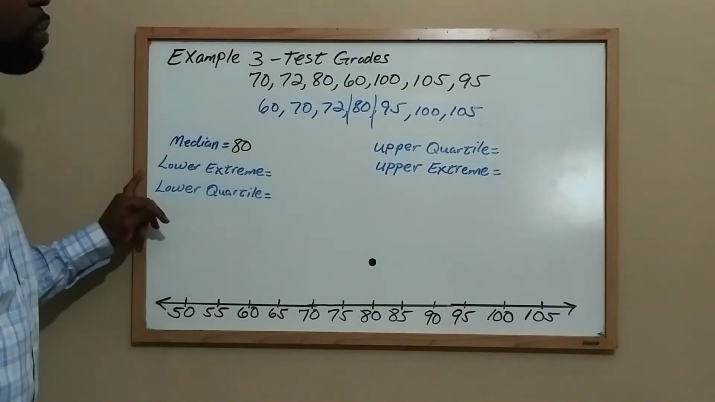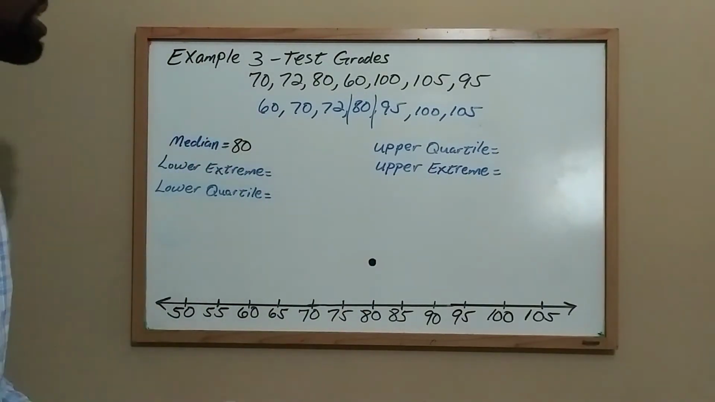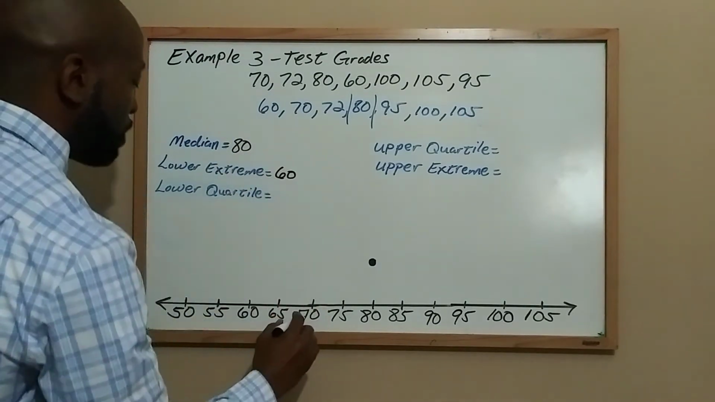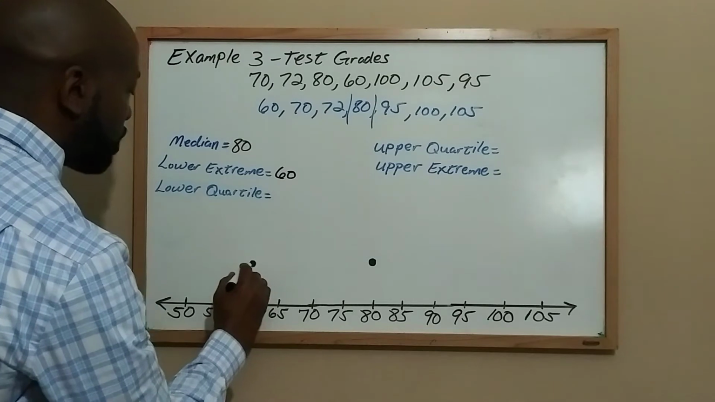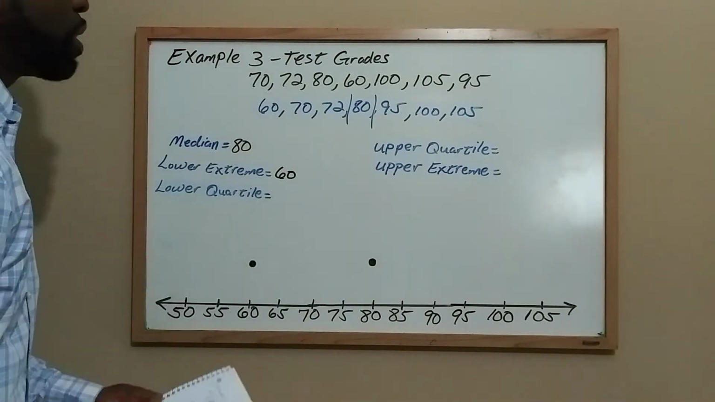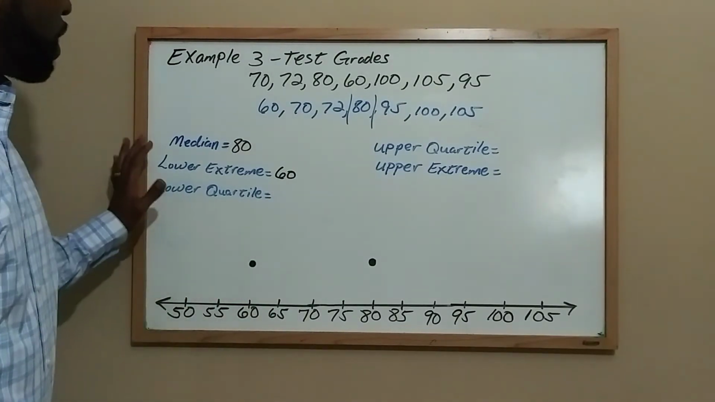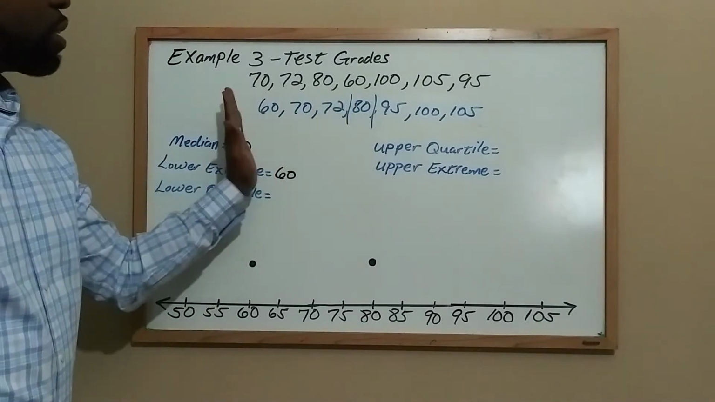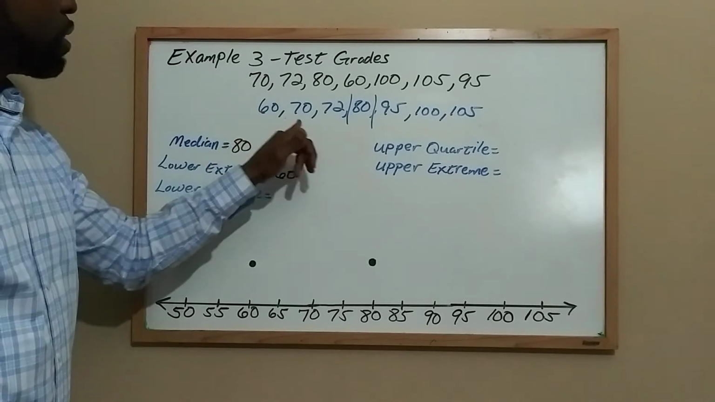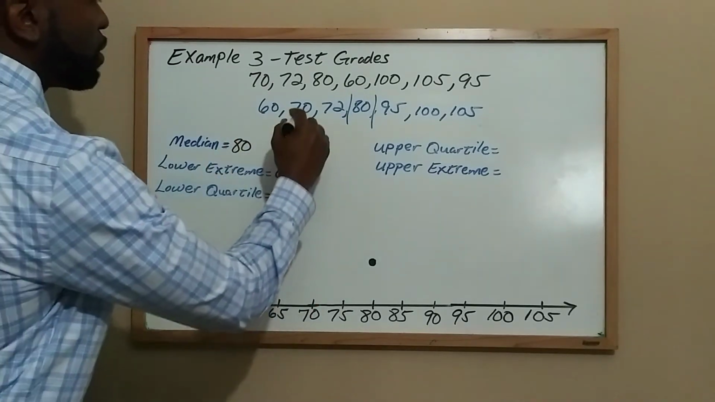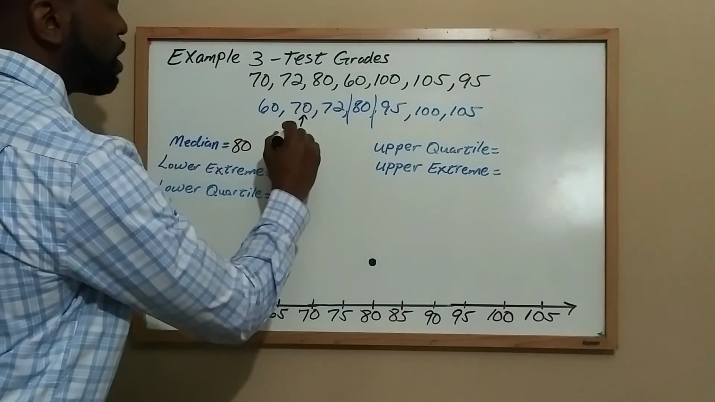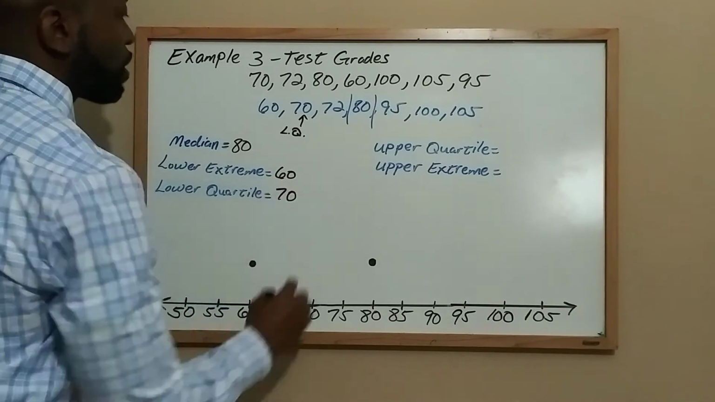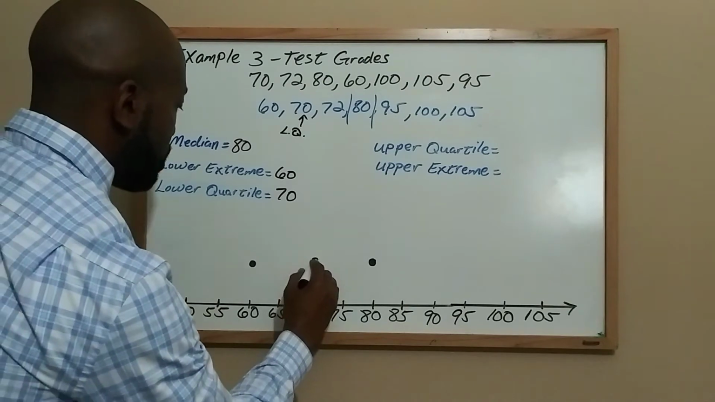The lower extreme is the smallest number given in the data set, which is 60. And we put a point over 60 on the number line. The lower quartile would be the median for the lower half of the data. The lower half of the data are all the numbers to the left of the 80, which is the 60, 70, and 72. We need the middle number for those, which is the 70. That's our lower quartile. So let's put 70 here.